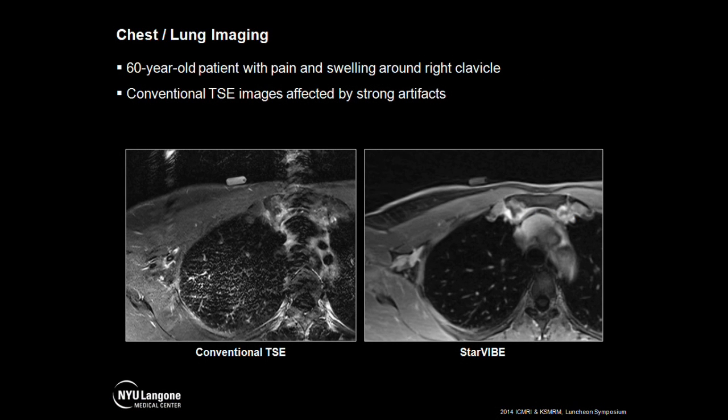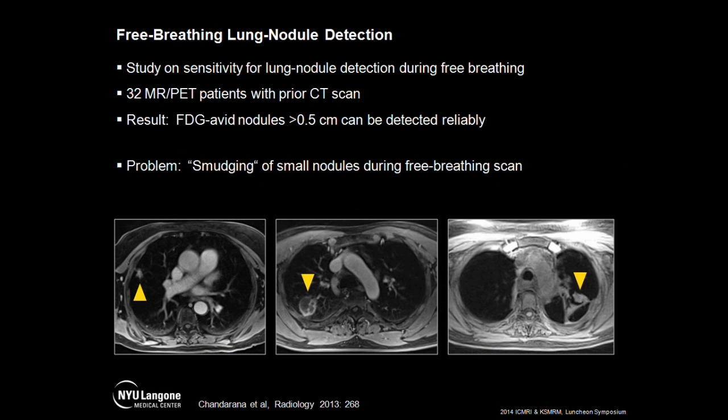The sequence works also very nicely for imaging of the chest. In this case, you can see a 60-year-old patient who presented because of pain around the clavicle. On the conventionally used turbo spin echo protocol, there were significant respiration artifacts and also significant artifacts from blood flow due to the proximity to the heart. With the StarVIBE sequence, we don't have these problems. And therefore, we were wondering, can we actually use this radial StarVIBE free breathing scan for diagnostic lung imaging? So can we use this sequence for detection of lung nodules?